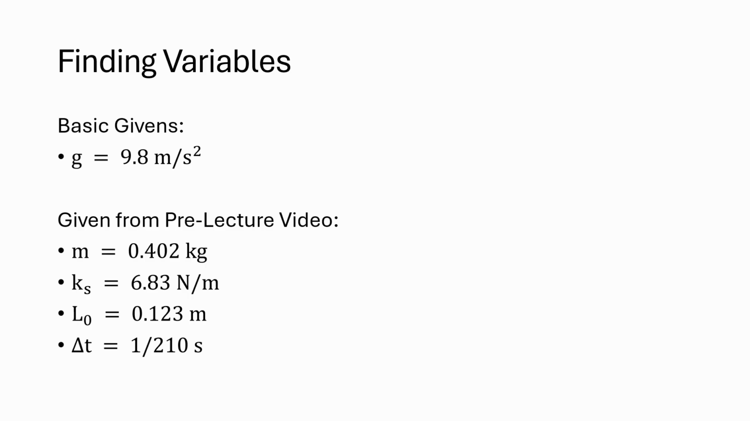Now that we have our system, surroundings, and equations, let's get to some calculating. Let's define some variables. The experiment is happening on Earth, which means that gravity will accelerate objects at 9.8 meters per second squared towards its surface. We are given some variables as well coming into the lab, such as the mass being 0.402 kilograms, the spring constant being 6.83 newtons per meter, the relaxed length of the spring being 0.123 meters, and the time step of the video being 1/210th of a second.